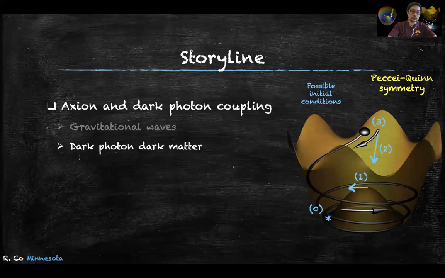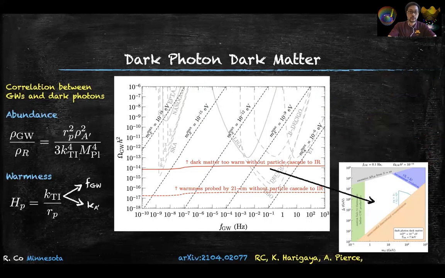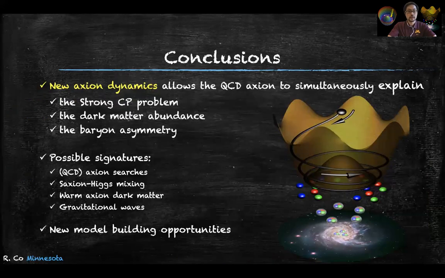And lastly, the dark photons can themselves be dark matter if, again, we're assuming that the axion is subdominant in dark matter abundance. In that case, since the dark photons are produced with a specific momentum, they can be warm today. So we're making a prediction between the warmness of dark matter and the strength of the gravitational wave that we observe. We also check some parameter space in here to see if the model has some open parameter space, and it does.